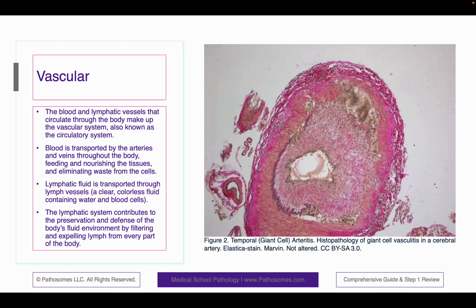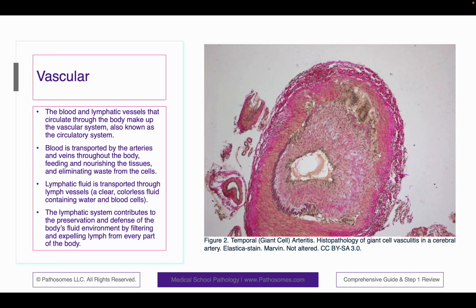Regarding vascular pathology, the blood and lymphatic vessels that circulate the blood throughout the body, and circulate the lymph as well, make up the vascular system. And this is actually known as the circulatory system. It's very important.